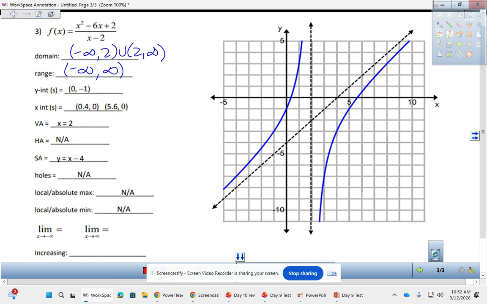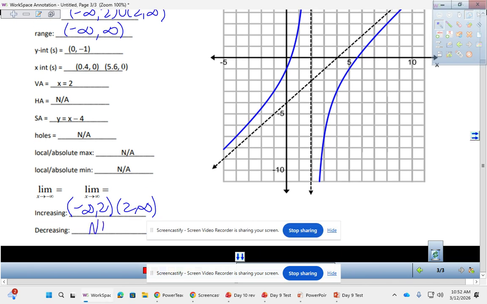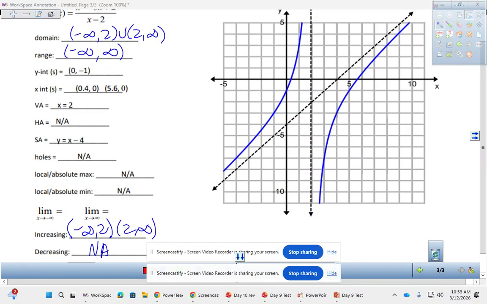Looking at the 2 separate blue graphs here, I'd say they're both increasing. If I start from the left end and work my way to the right end, and from the left end and work my way to the right end, they're both increasing intervals. So I'll put my domain intervals in the increasing spot. There aren't any decreasing spots of this graph, so I'll just put NA. Questions on that graph? Domain, range, increasing behavior. All right.